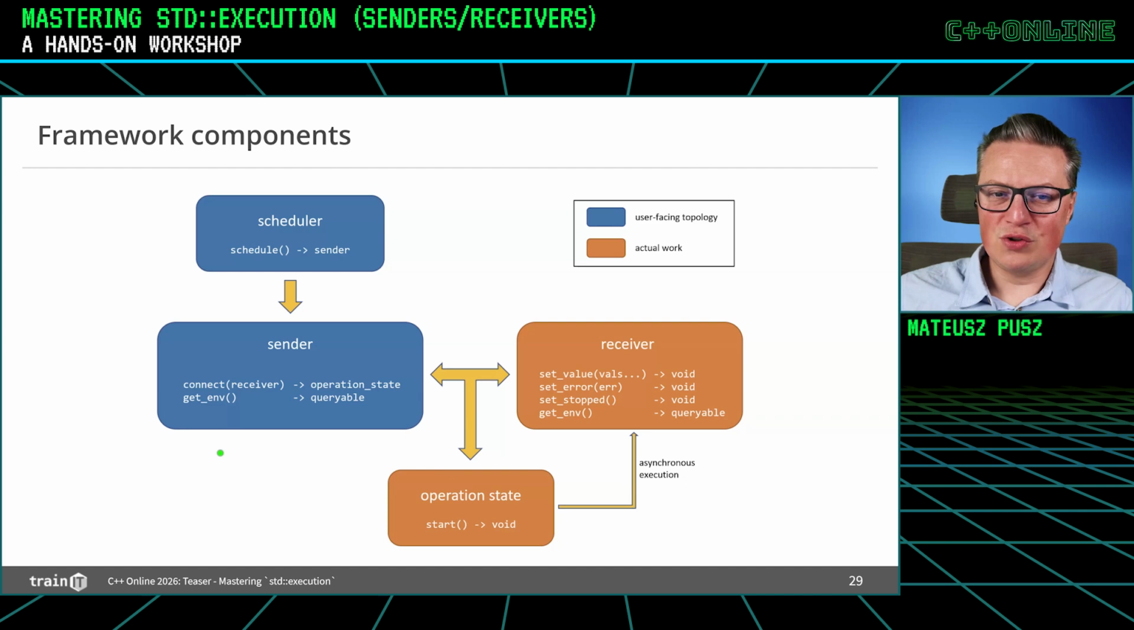As a user, you just deal with the blue boxes. You have schedulers and senders. This is what a user sees. Nothing else. You don't deal with receivers and operation state. You don't even know that they are there. You just have schedulers and senders, and this is what you are dealing with. But the actual work is being done by receivers and operation state, under the hood. So if you're going to be an algorithm implementer, then you have to know about it. Otherwise, this is not that important, but still it's good to know that they are there and what they are responsible for.